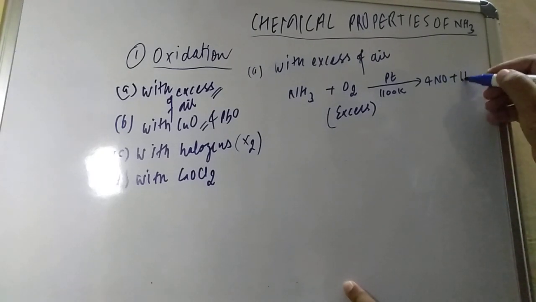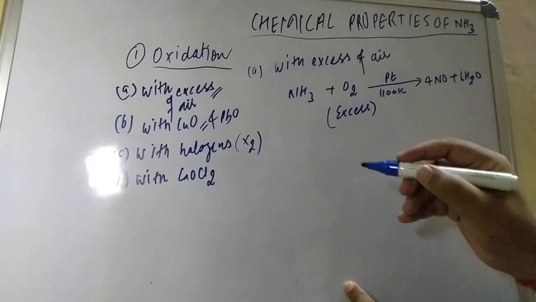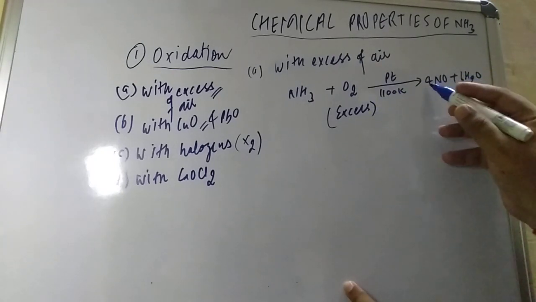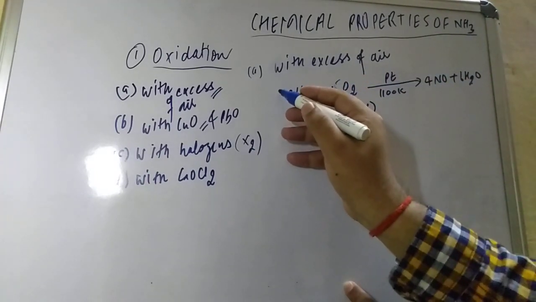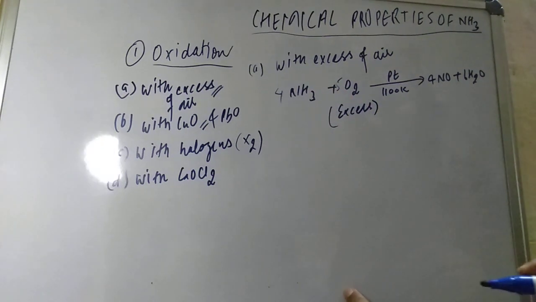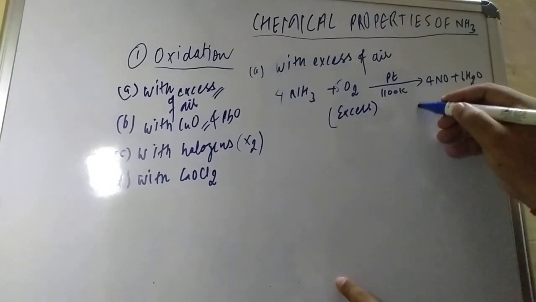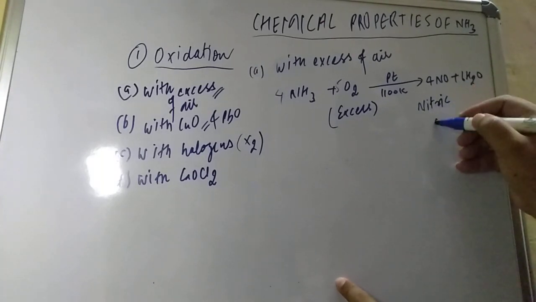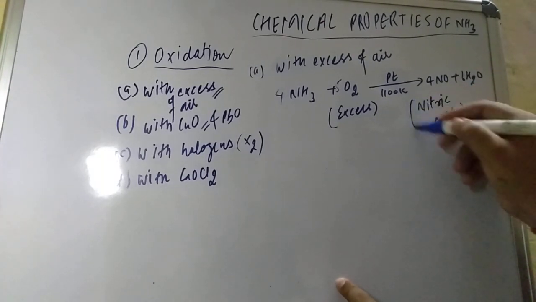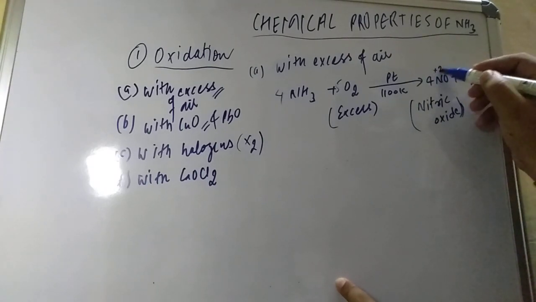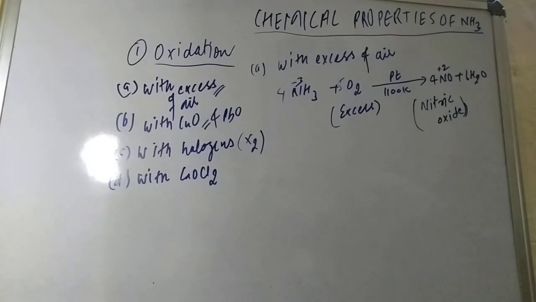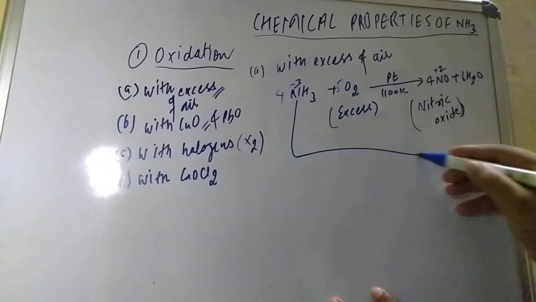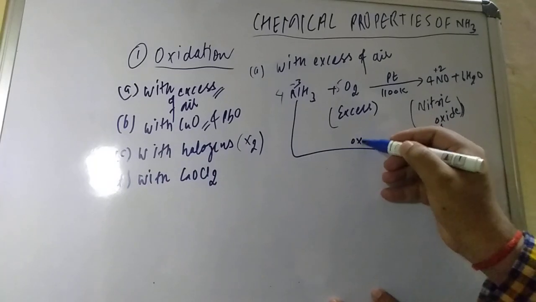plus water. We can balance this equation: here there are 5 oxygen, and ammonia has 4 nitrogen, so we put 4 NH3. Now this is the nitric oxide that is forming. In nitric oxide the oxidation number of nitrogen is +2, and in ammonia it is -3. So -3 to +2, this is an example of oxidation, because -3 is increasing to +2.